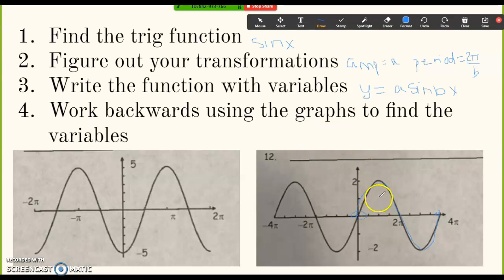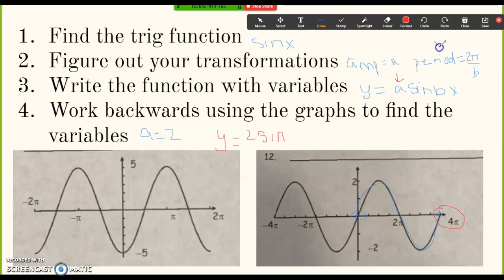First we're going to look and see how high up and how low the graph goes to find A. If we look at this graph on 12, the graph goes up to 2 and down to negative 2, so A is going to equal 2. If I start filling in my equation, I will have y equals 2, and then we know this is sine. And then let's look at the period and see what the period changes. Notice the period is going all the way out to 4 pi.